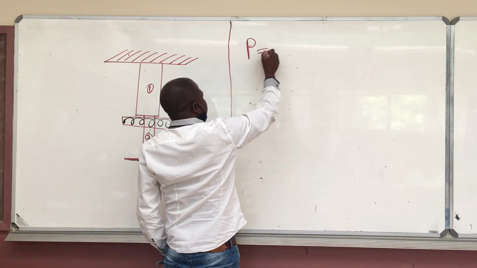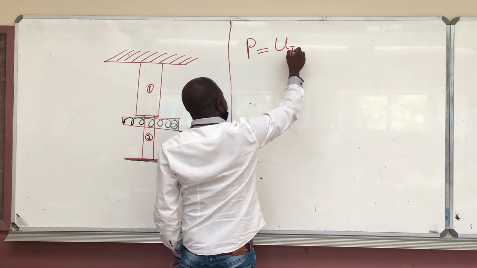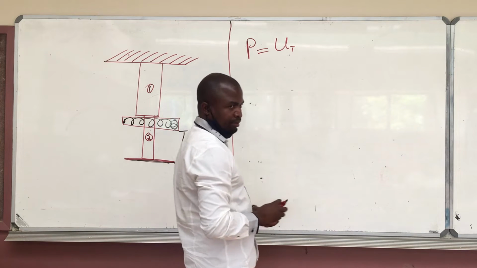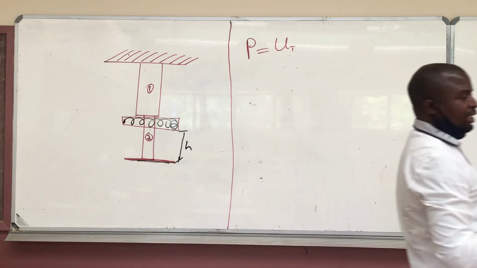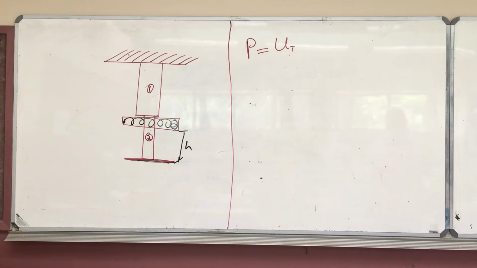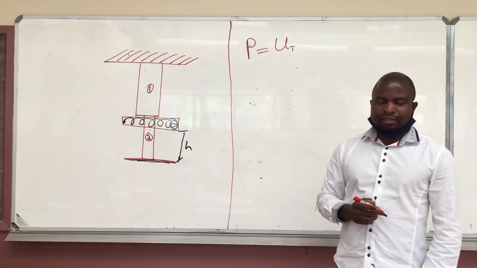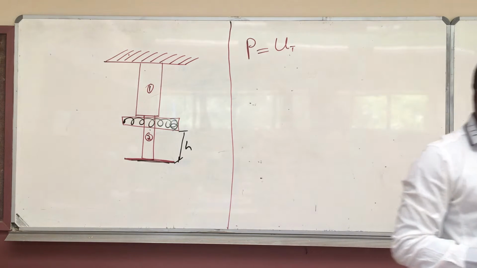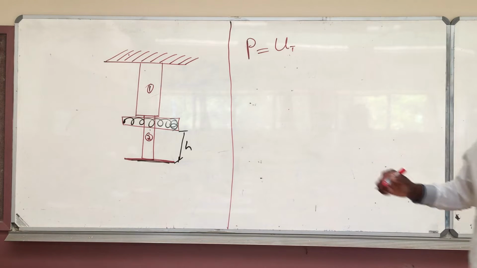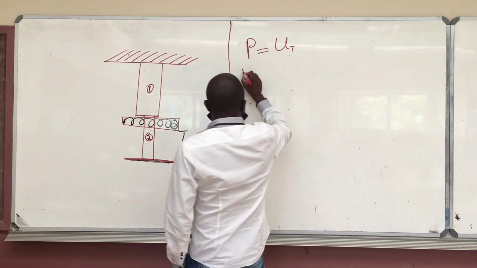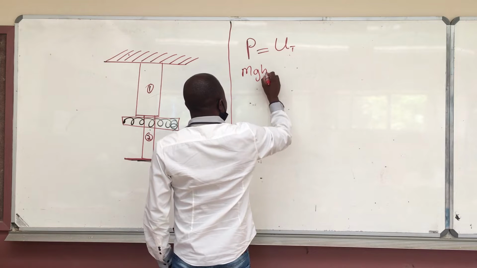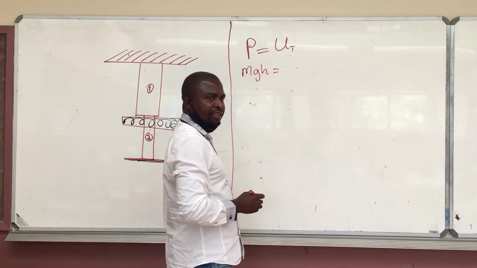Potential energy is equal to strain energy, total strain energy. Total potential energy is equal to total strain energy. So, how do you calculate potential energy? MGH. Potential energy is equal to MGH.